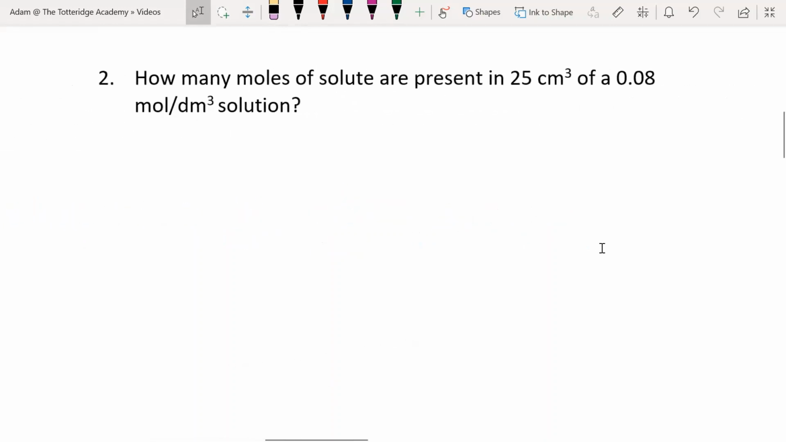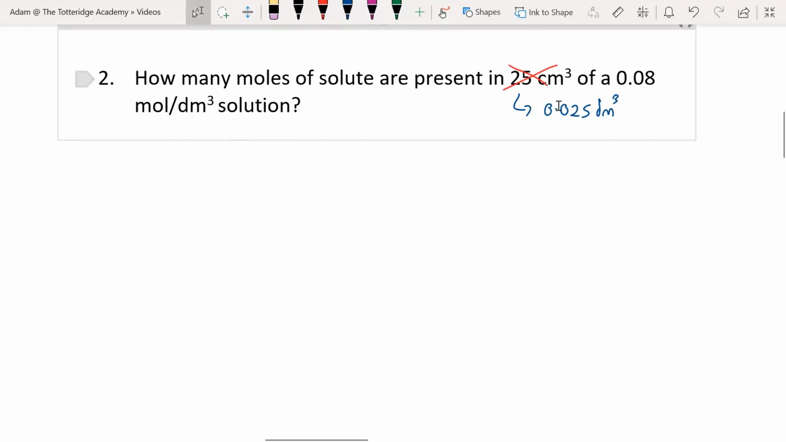All right, how many moles of solute are present in 25 centimetres cubed? The first thing I'm going to do, straight off the bat, is turn that into dm cubed by dividing by 1,000. Then what I like to do is cross it out from the question and never think about it again, because all too often students make the unit conversion correctly, but then still use the original number in their calculation.